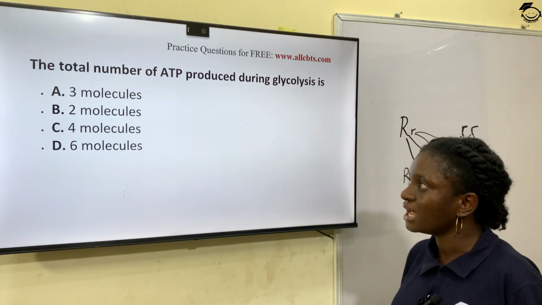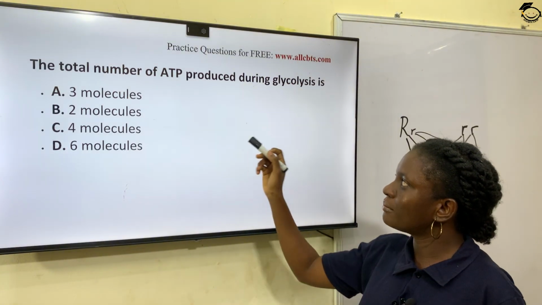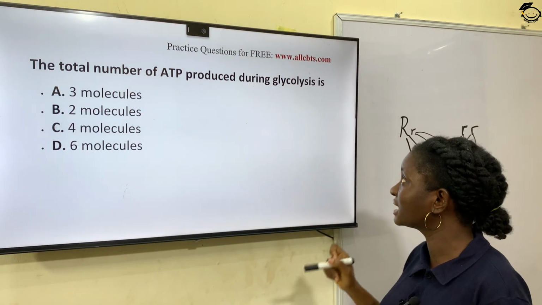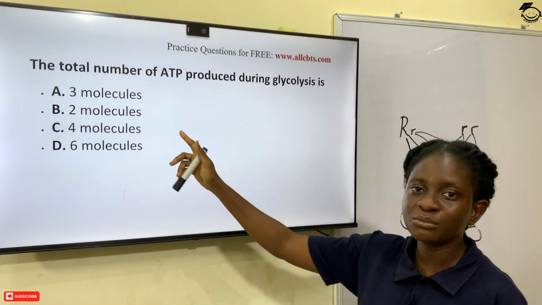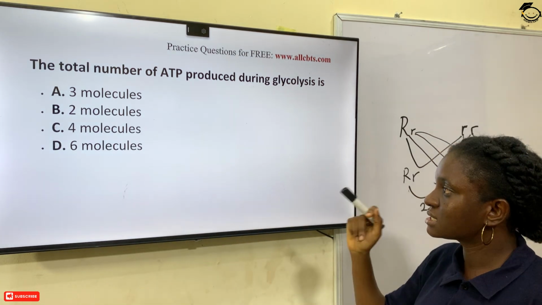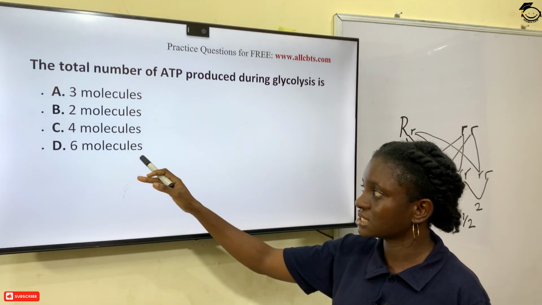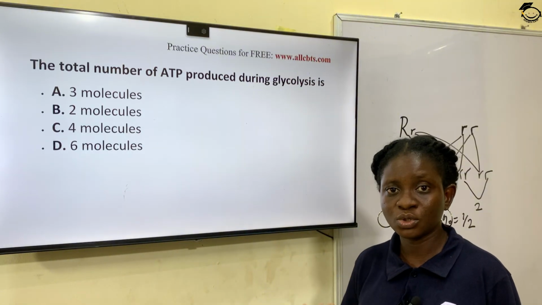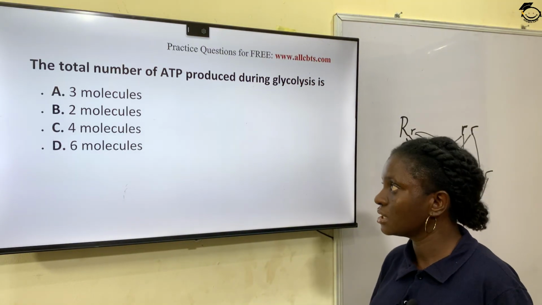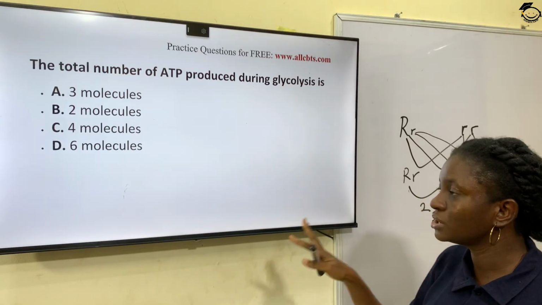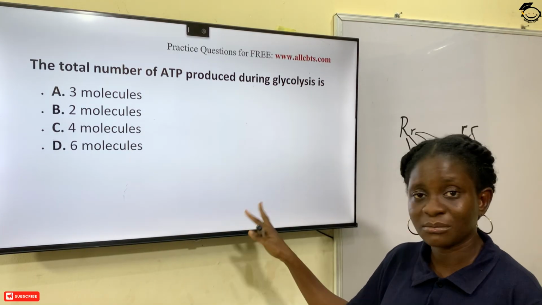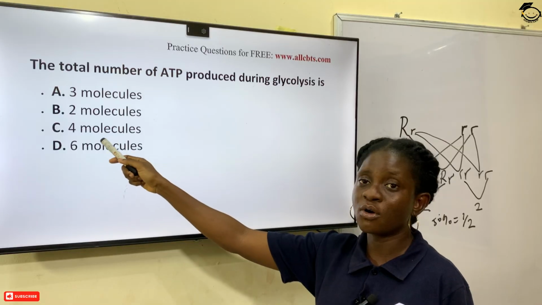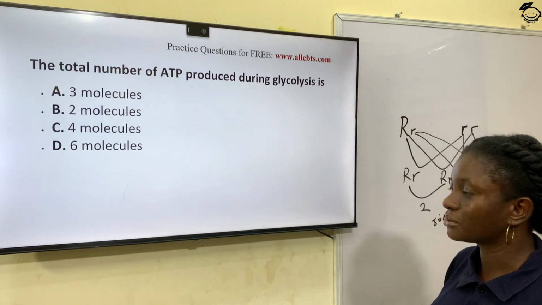Option B. Next question. The total number of ATP, adenosine triphosphate, produced during glycolysis is A, 3 molecules, B, 2 molecules, C, 4 molecules, and D, 6 molecules. During the process of glycolysis, that's the breakdown of glucose to pyruvate, the total number of molecules involved in this catabolic process, that's the breakdown of glucose, which is the meaning of glycolysis, is 4 molecules. Option C is the correct answer.